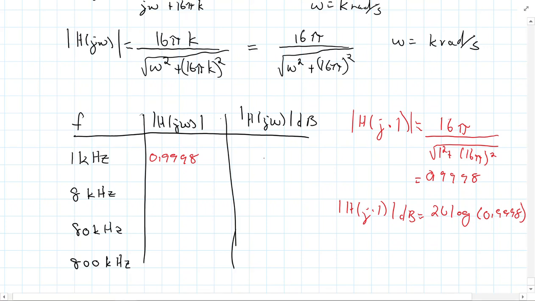And you get negative 0.0017 decibels, which is essentially 0 decibels. And remember, 0 decibels is unity gain. So we're getting 0 decibels, or in other words, we're getting unity gain.